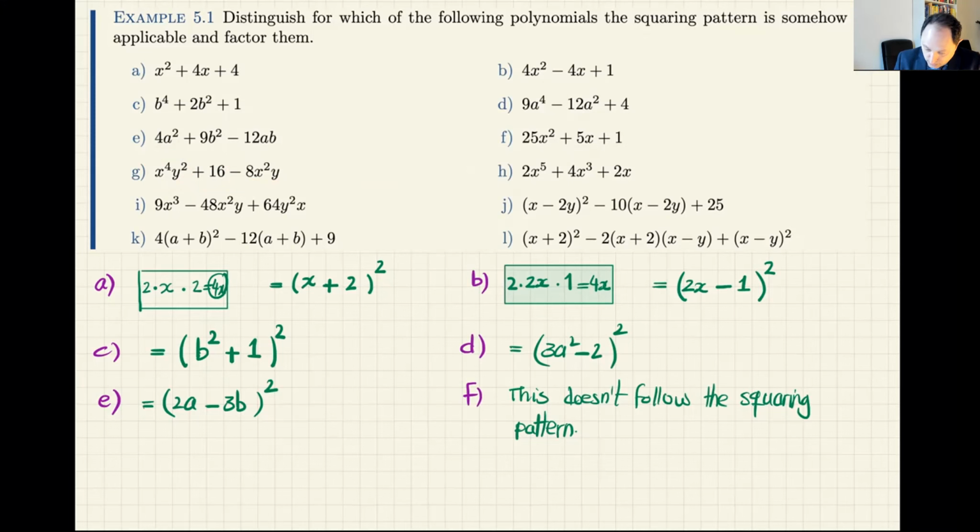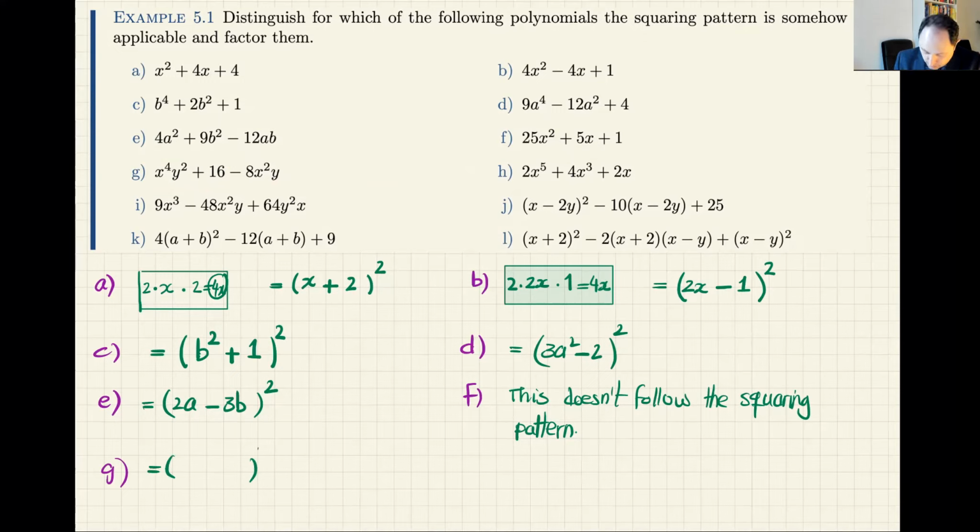So yes, this is the squaring pattern. So I would write it in this form. I write a pair of brackets with power 2. I take the square root of the first one, it becomes x to the 2y, and then the other one is 4. But because the third one has a negative sign, I put a negative sign here.